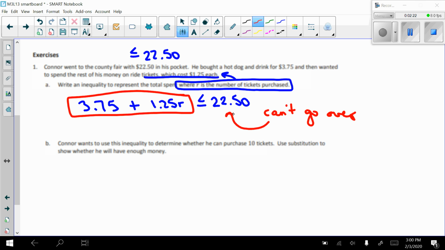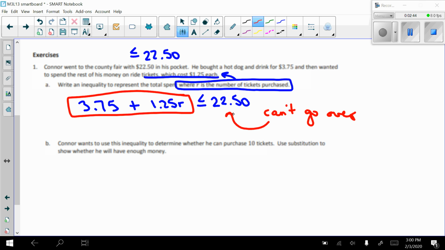So Connor wants to use this inequality to determine whether he can purchase 10 tickets. Use substitution to show whether he will have enough money. So I guess he really wants to go on some rides. It's going to cost a total of 10 tickets. And he's already eaten that hot dog and drink. Hopefully it's been a while and these aren't spinny rides. Don't want to waste that hot dog and drink.